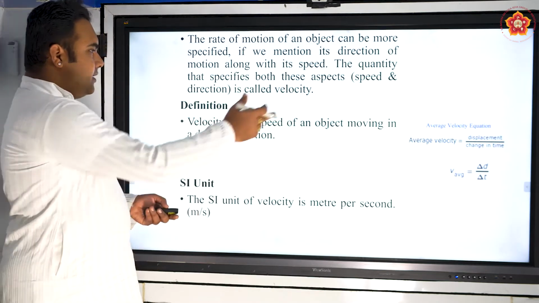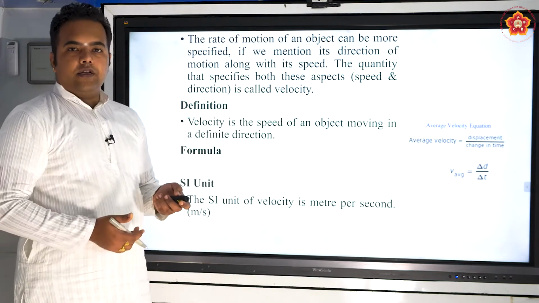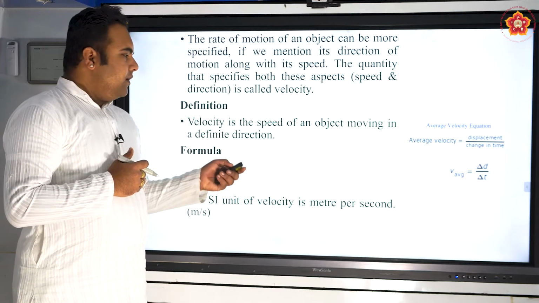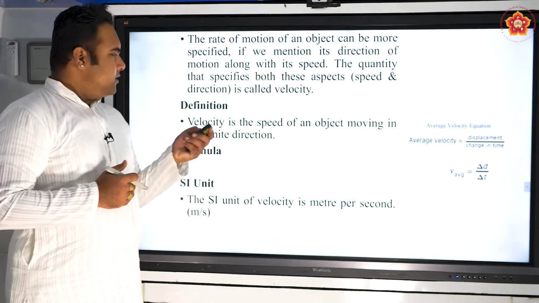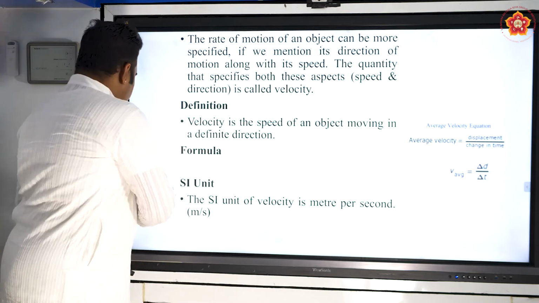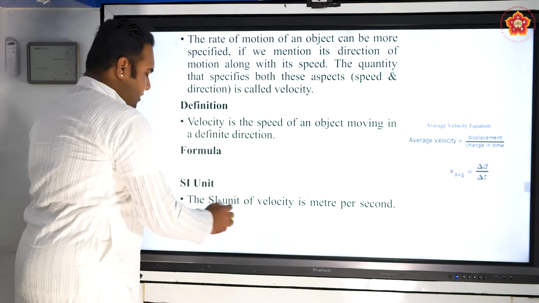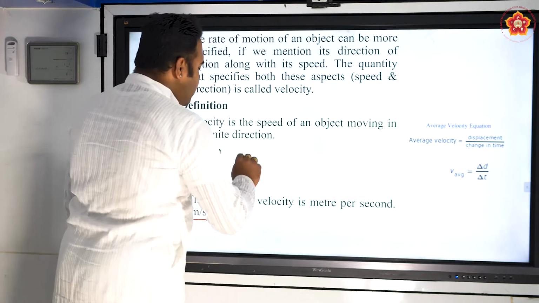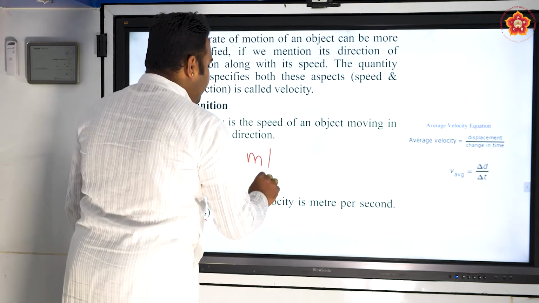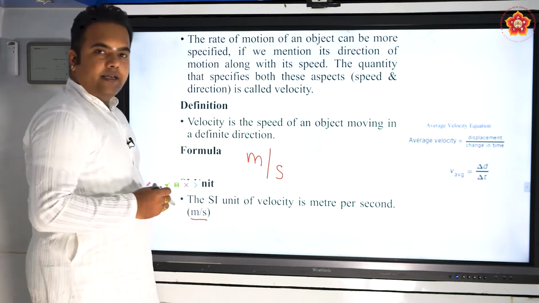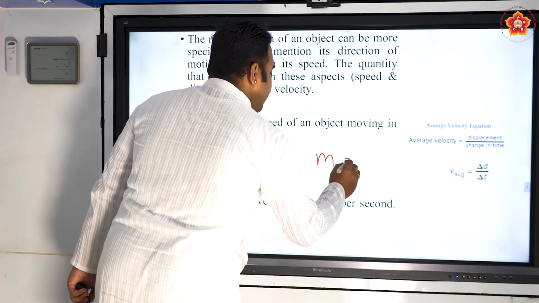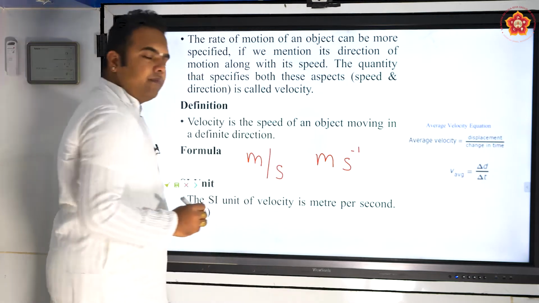The formula is given, and now the SI unit of velocity. Just because direction is involved in specifying the speed, the SI unit will never change. Speed is measured in meters per second, so is velocity. This is also measured in meters per second. There is also another way of writing. One way of writing is meters per second. People write like this, or people also write ms minus 1.